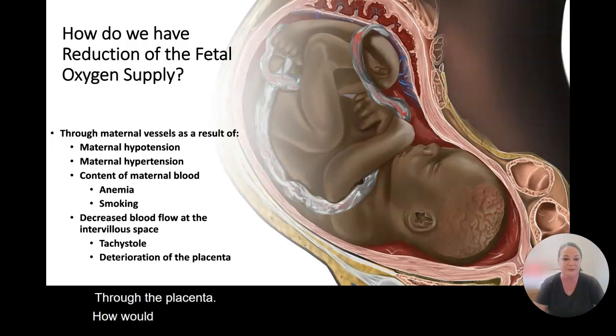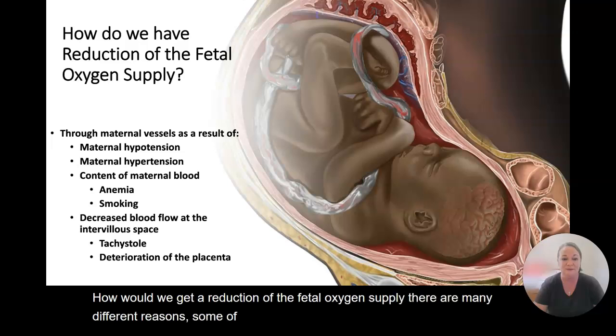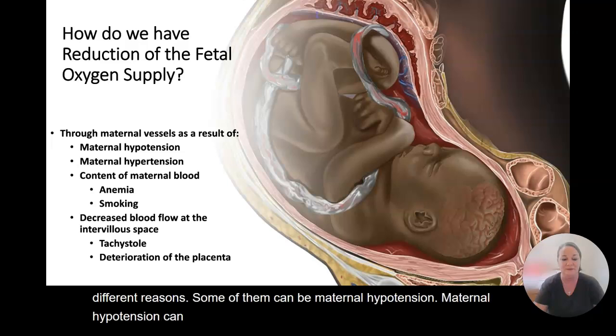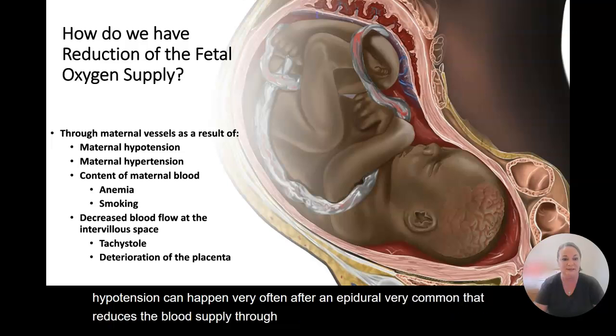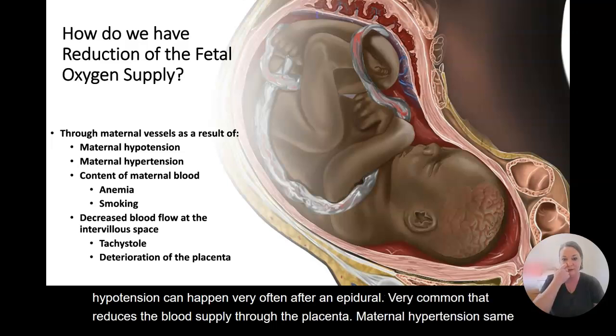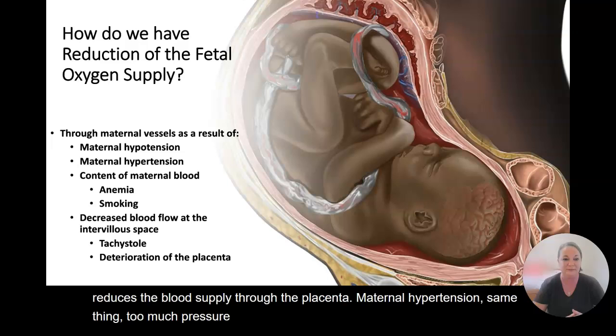How would we get a reduction of the fetal oxygen supply? There are many different reasons. Some of them can be maternal hypotension. Maternal hypotension can happen very often after an epidural. It's very common. That reduces the blood supply through the placenta. Maternal hypertension, same thing. Too much pressure reduces blood supply through the placenta.